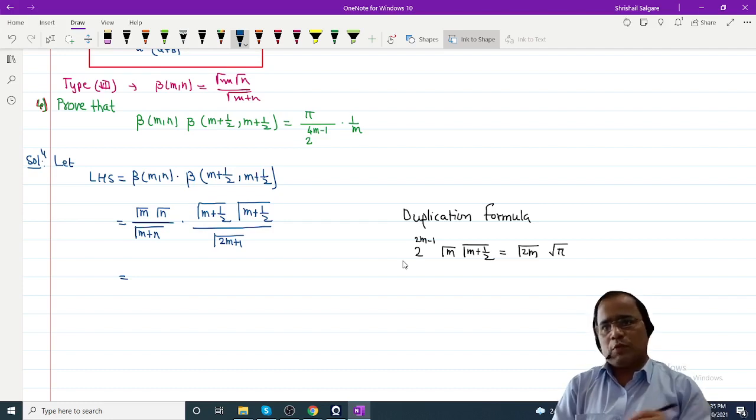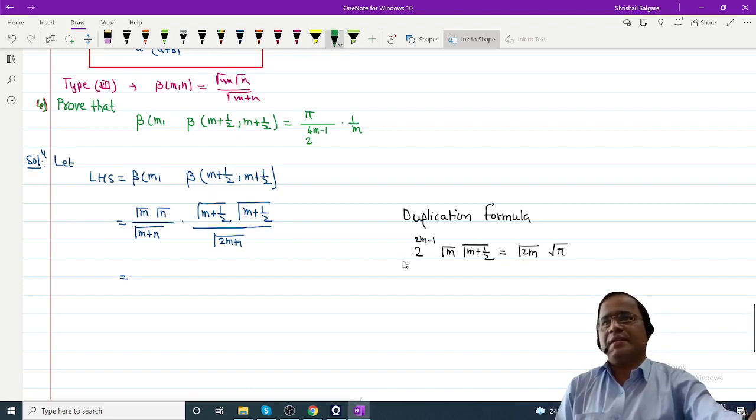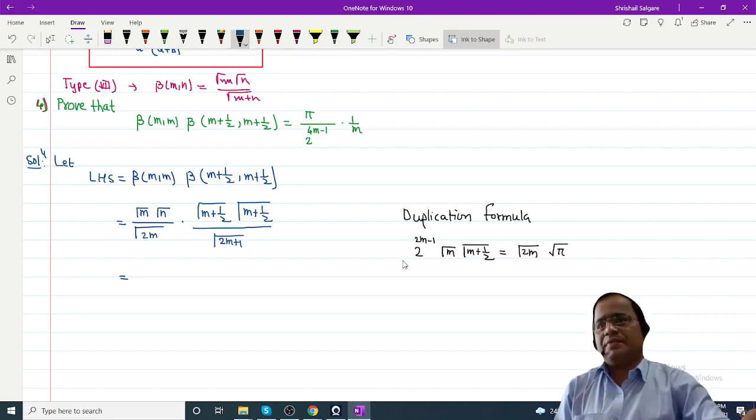How to proceed further? I will correct the statement because I am feeling difficulty. This one is m, not n. I will correct it. This one is m, then this one is also m, then this one comes as gamma of 2m. Otherwise it becomes difficult to simplify.